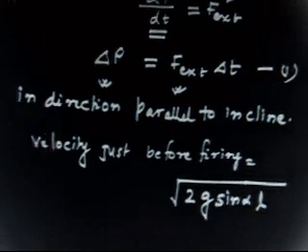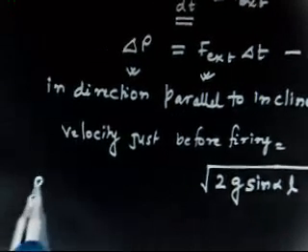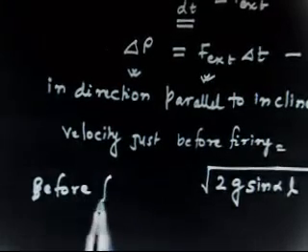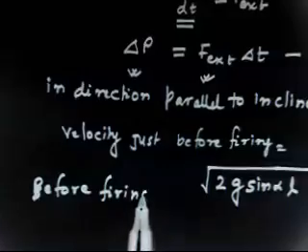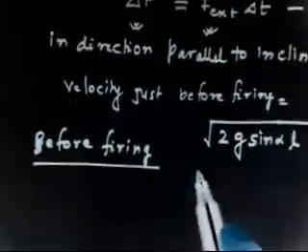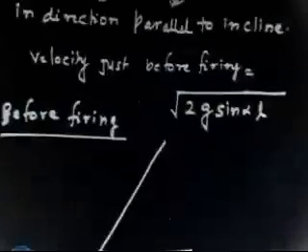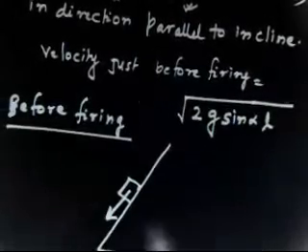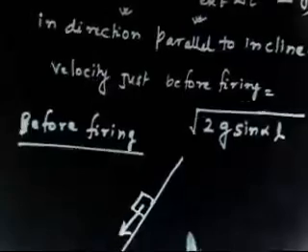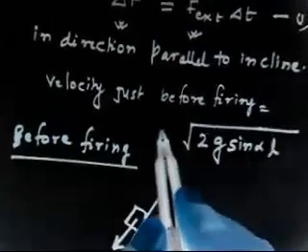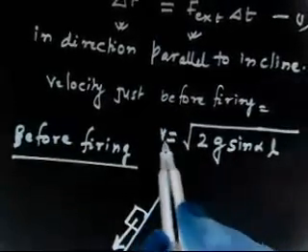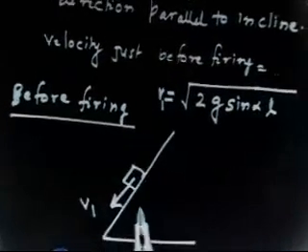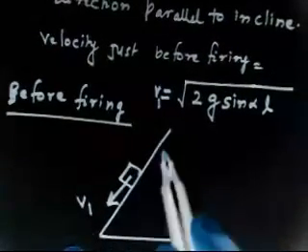So let us apply this. Before firing, the situation is something like this. This cannon is coming down the incline. It has reached here, and now it has a velocity given by this expression, under root 2gL sin alpha. Let us call this v1. So this is going with velocity v1. Now this will have a momentum in this direction.